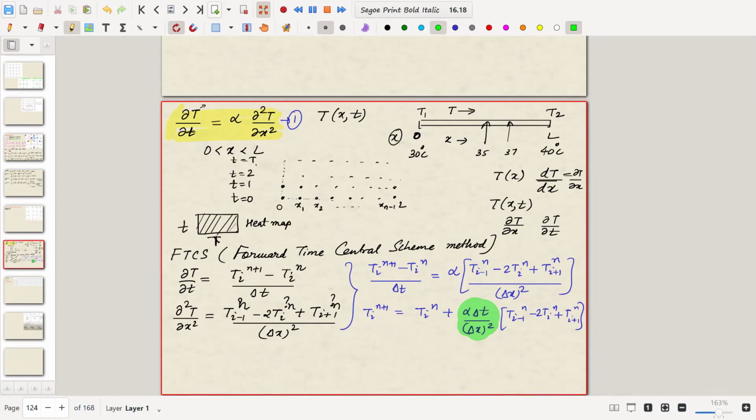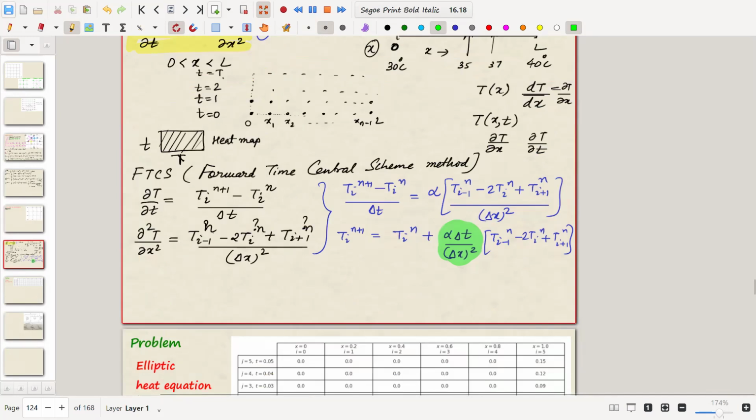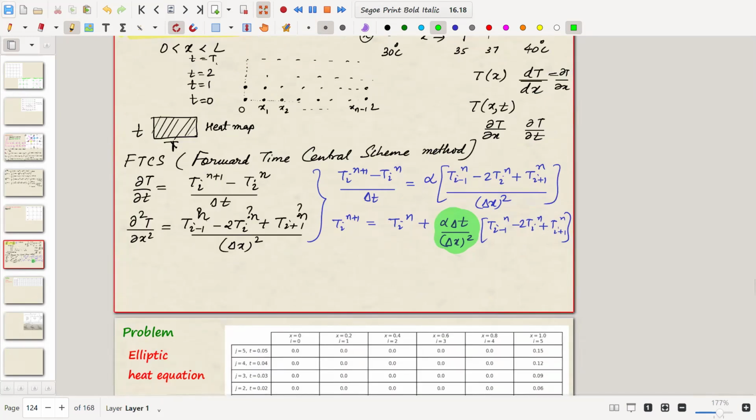Okay. So the idea is, can we solve this? Can we solve this equation?